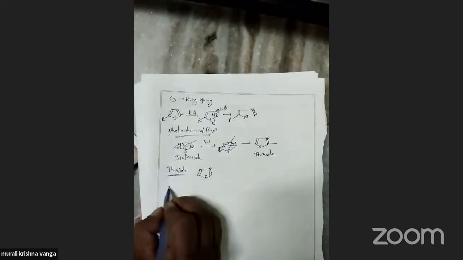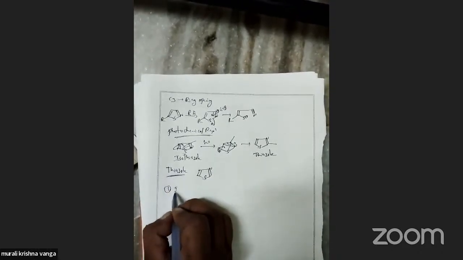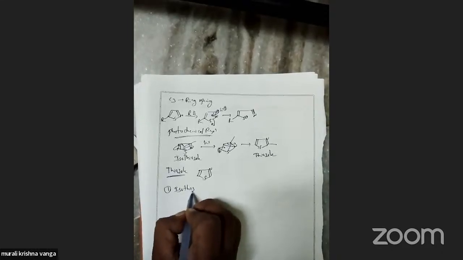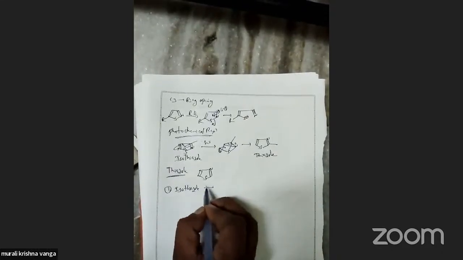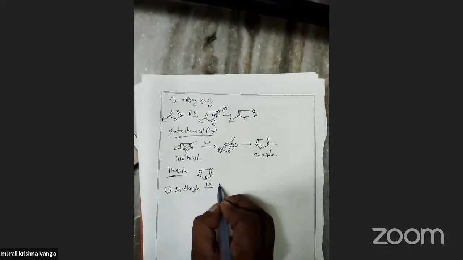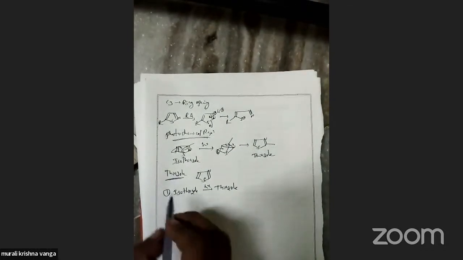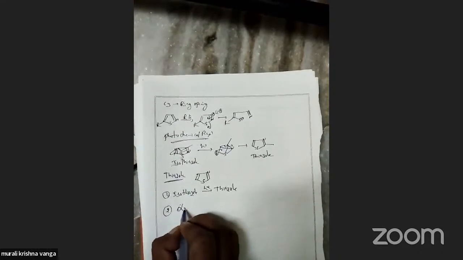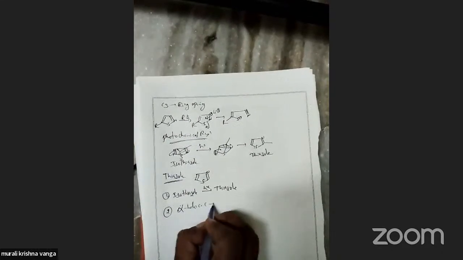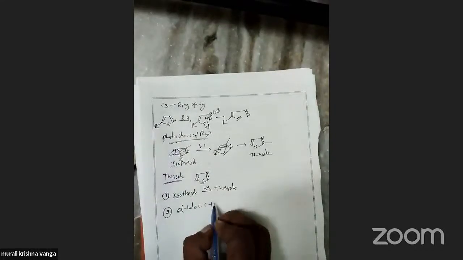This is thiazole. First, synthesis is from isothiazole: upon photochemical conditions, it produces thiazole. The second one is from alpha halocarbonyl compounds with thioamidines.